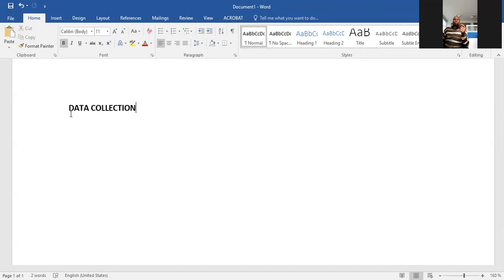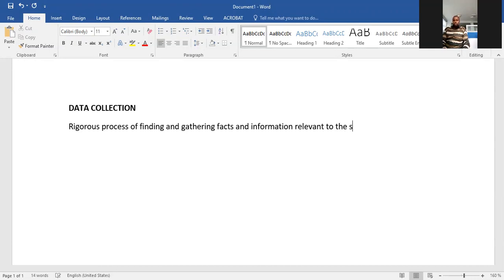You're gathering facts. So data collection, for a definition, is a rigorous process of finding and gathering facts and information relevant to the subject of research. That's basically what data collection is. It's a rigorous process of finding and gathering facts and information relevant to the subject of research.